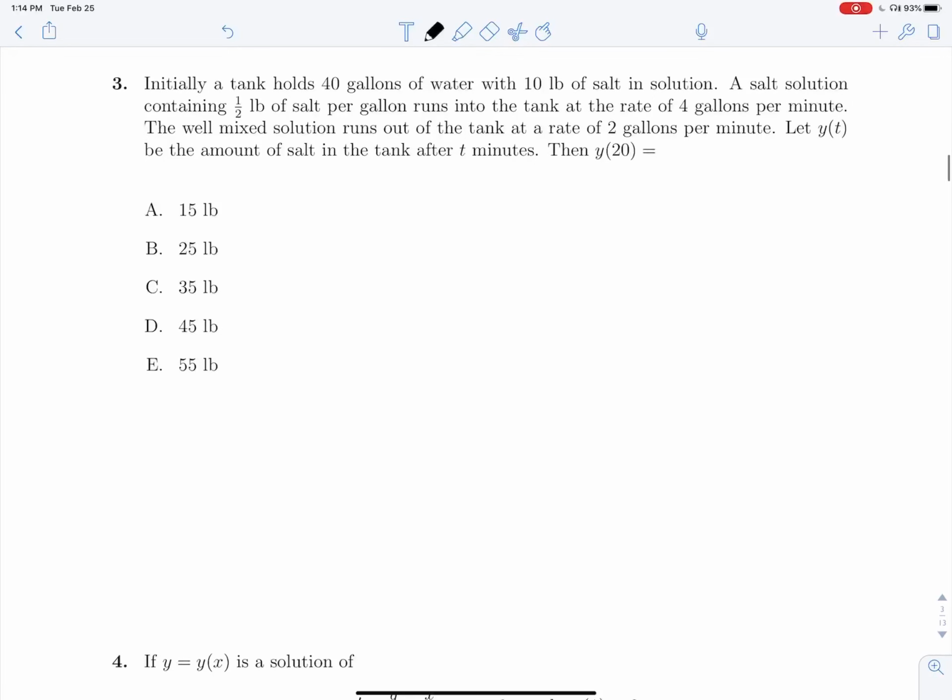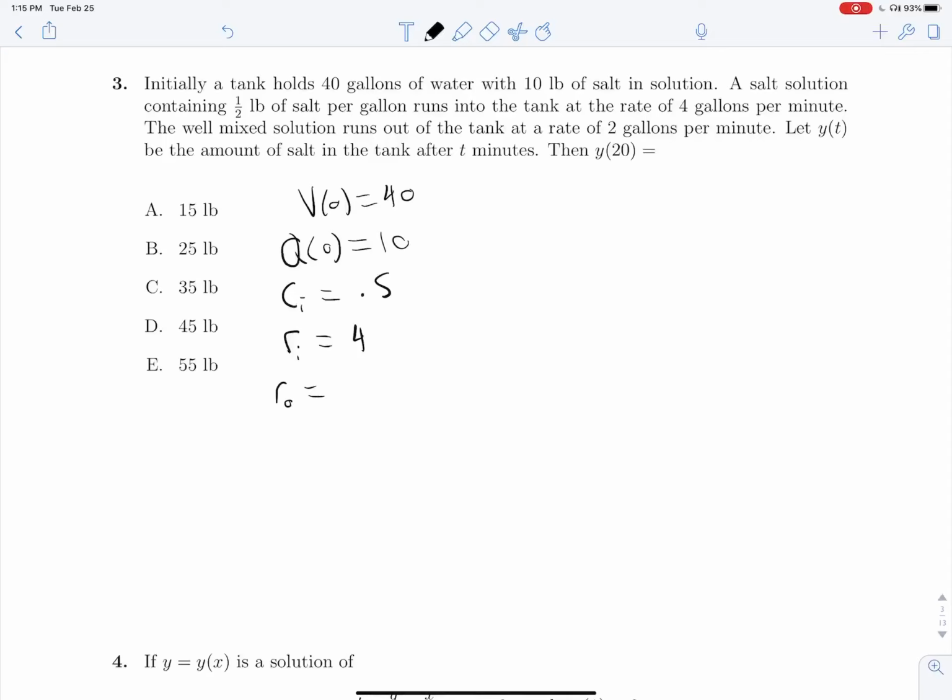3, initially a tank holds 40 gallons of water. So V of 0 is 40. I'm just going to write down the information as we go, with 10 pounds of salt in solution. So that's Q of 0 is 10. A salt solution containing 1/2 pound of salt per gallon, so that's CI equals 0.5, runs into the tank at a rate of 4 gallons per minute. That's RI equals 4. And the well-mixed solution runs out of the tank at 2 gallons per minute.